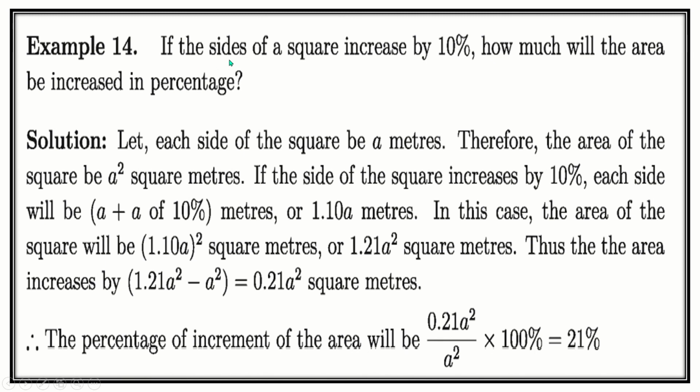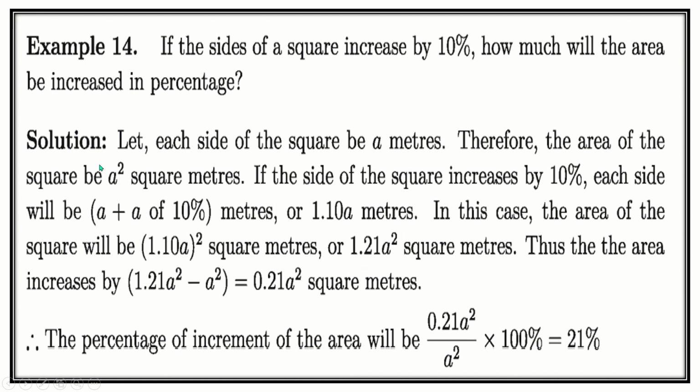Example 14. If the sides of a square increase by 10%, how much will the area increase in percentage? Solution is given here. Let the side of the square be a meters. Therefore, the area of the square will be a square meters. If the side of the square increases by 10%, each side will be a plus 10% of a meters, or 1.10a meters. In this case, the area of the square will be 1.10a whole squared, or 1.21a square.